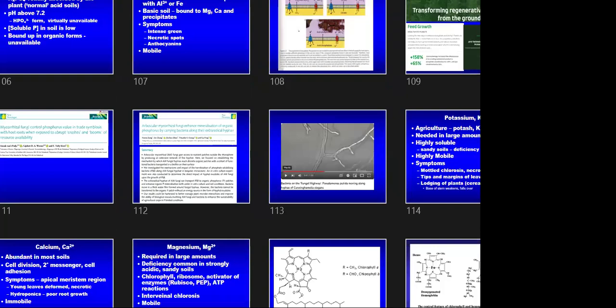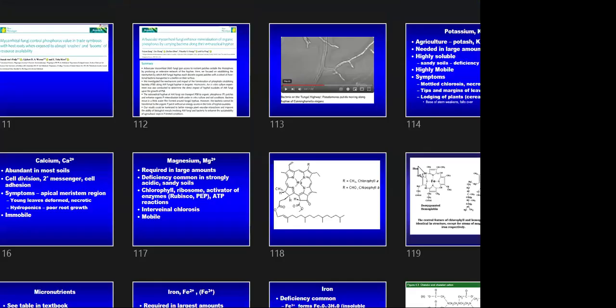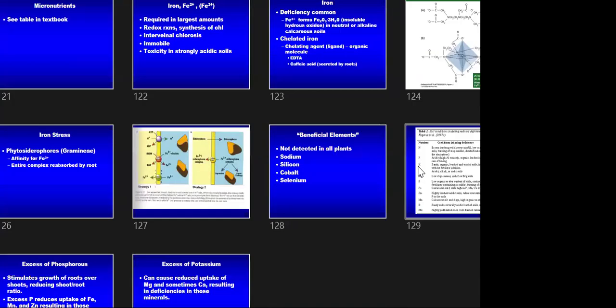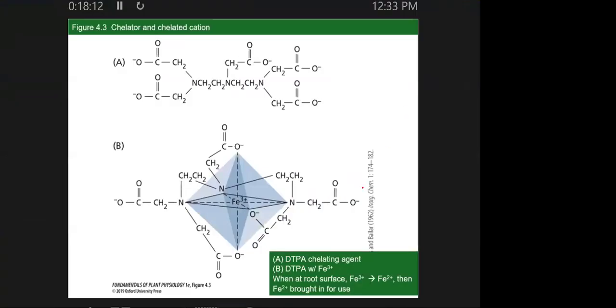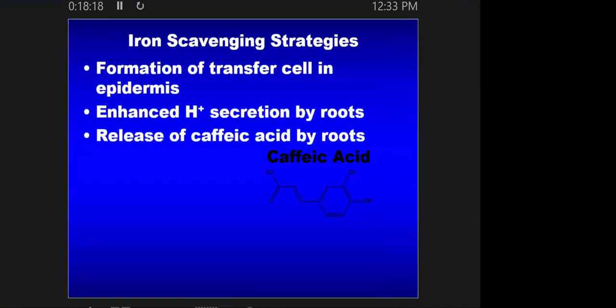And then we learned earlier, where'd that one go? You know, for phosphorus, they're doing citrate. And so again, some plants have this ability to go ahead and secrete out chemicals that will give them that access to iron in this case. So with the caffeic acid. So caffeic acid, the structure is being shown there.